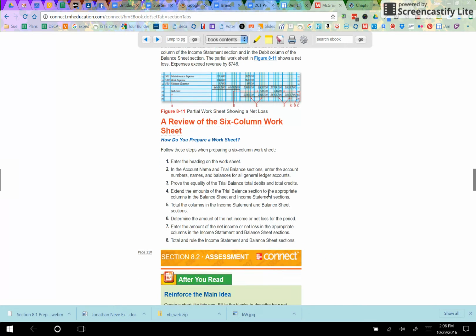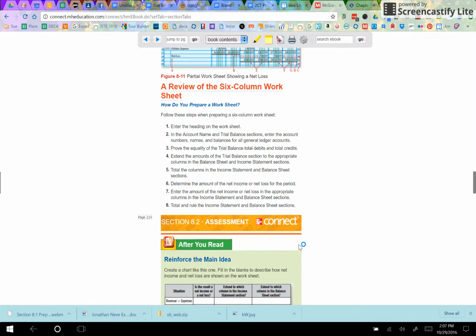So let's review the steps. We enter the heading. We create the trial balance by entering the account names and the account numbers. We prove the equality of the debits and the credits for the trial balance. We extend the permanent accounts over to the balance sheet side of debit or credit, and we extend the temporary accounts to the income statement sides, debit or credit. We total those. We determine if we had a net income or a net loss. We put that net income or net loss on the correct sides of the income statement or balance sheet, and then the two sides of the income statement and the two sides of the balance sheet should be in balance.